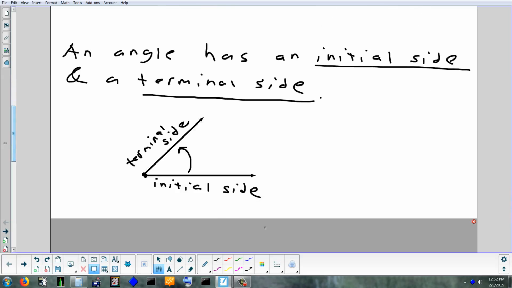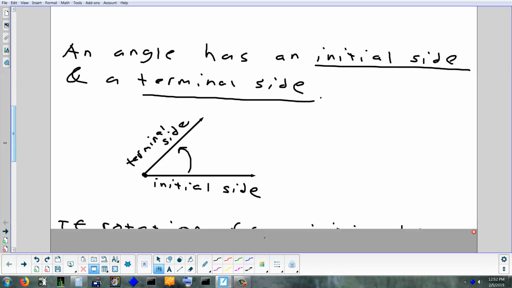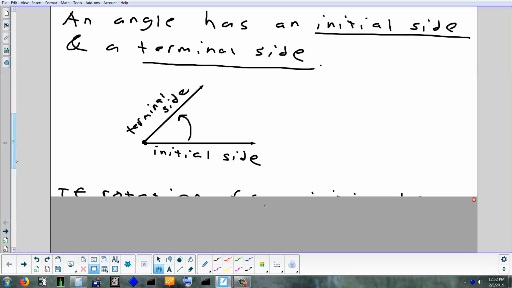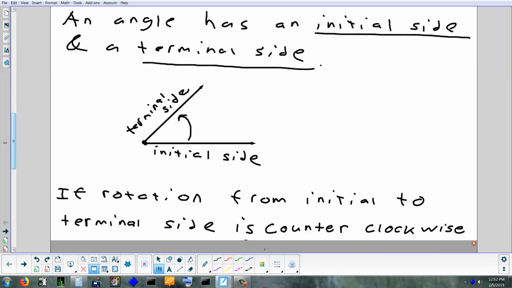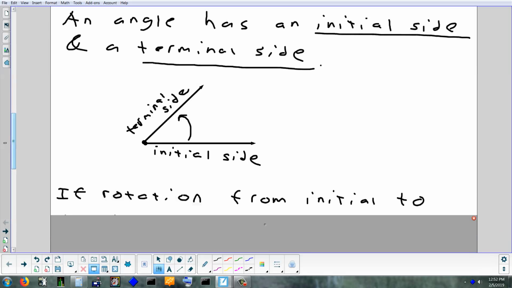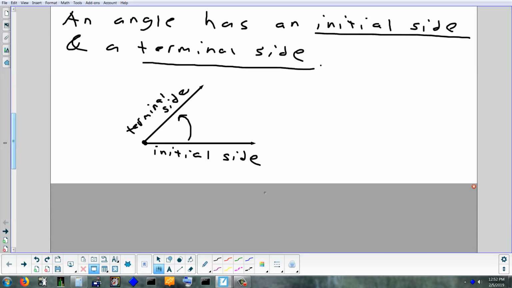Where you start is the initial side. Here's another diagram of the same thing. Where you end is the terminal side. Okay. So to figure out which side is initial and terminal, go between the two rays, and then go counterclockwise, and wherever you end up stopping, that's the terminal side.